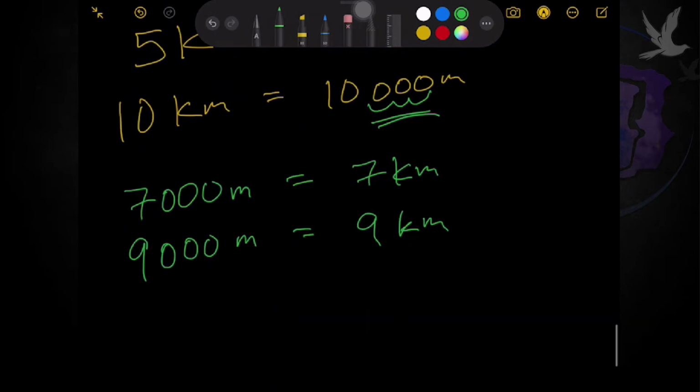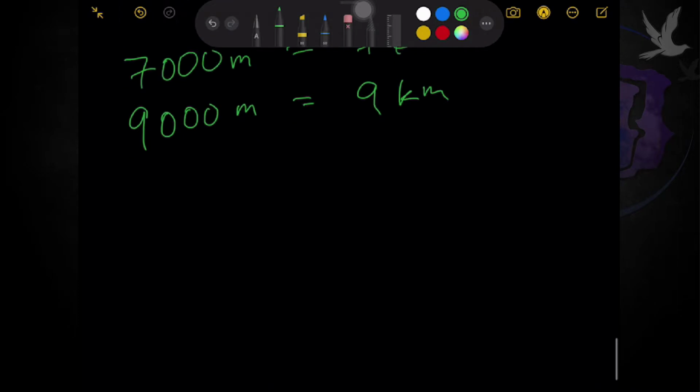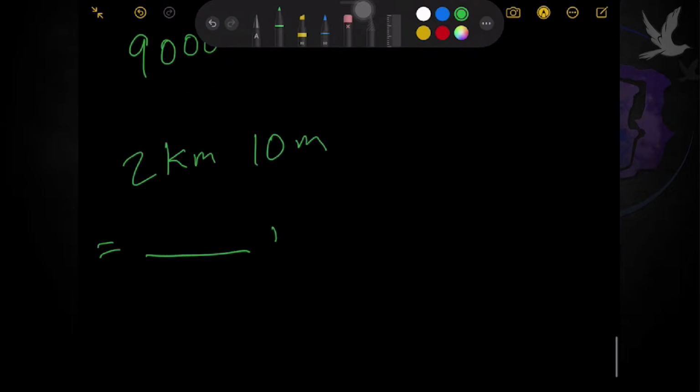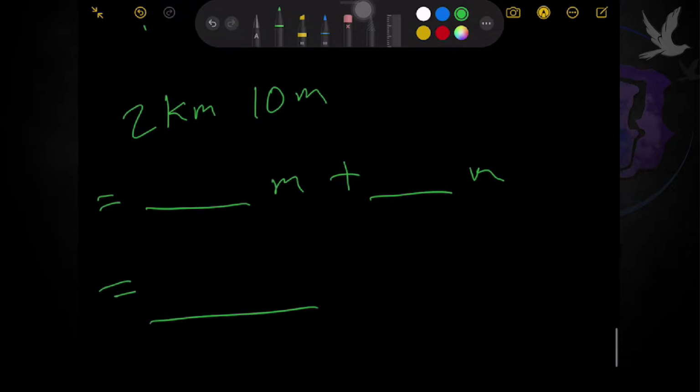Okay, so anyway, in your book there's the same thing as what we did earlier. Converting, for example, you have 2 kilometers, let me write that properly, 2 kilometers and let's say 10 meters. Breaking it down, 2 kilometers becomes meters, and the 10 meters stays as meters. Then combining them both, ending with just meters.